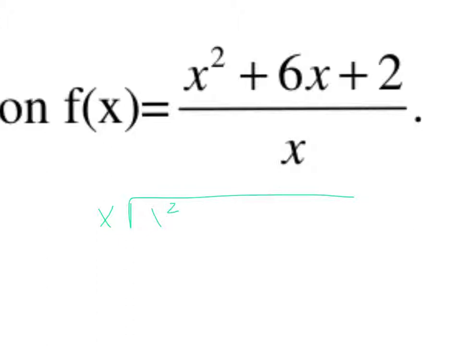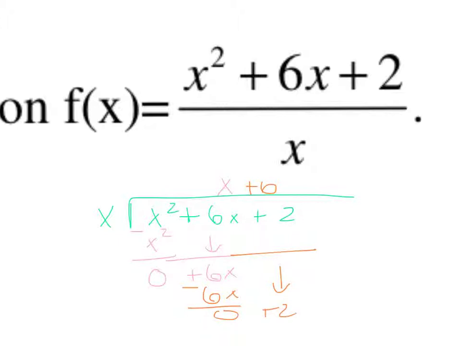Here we get x squared plus 6x plus 2. X squared divided by x is x. Multiply it out, take the difference, 0, bring down the 6x. 6x divided by x is 6. Everything else is going to be a remainder. Do you guys agree?